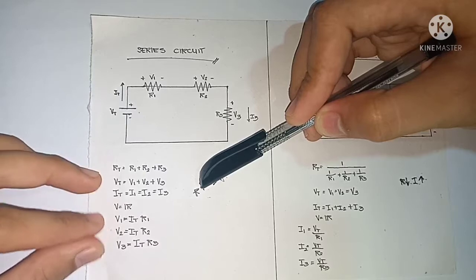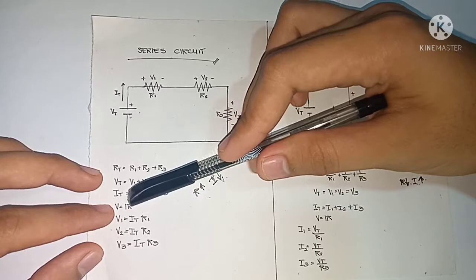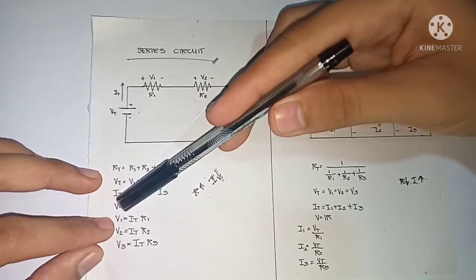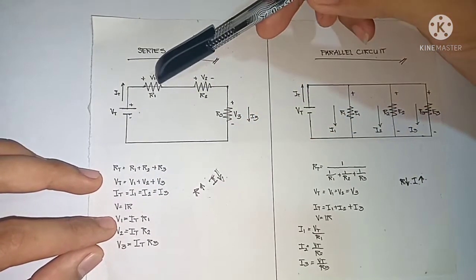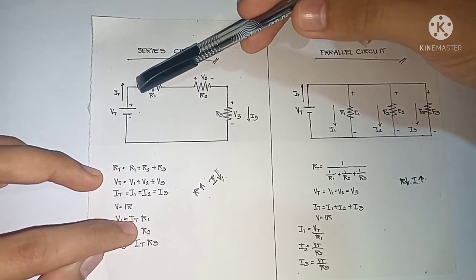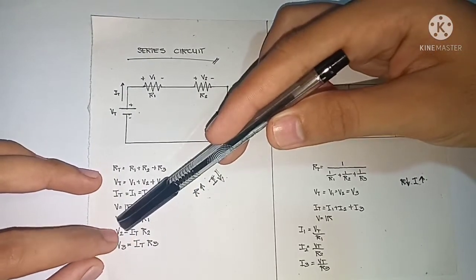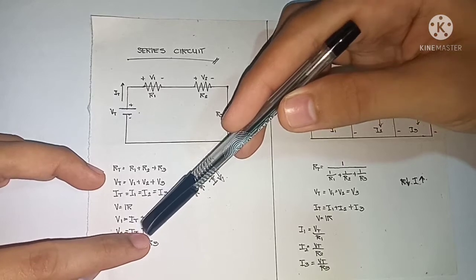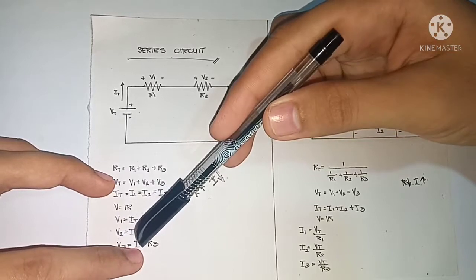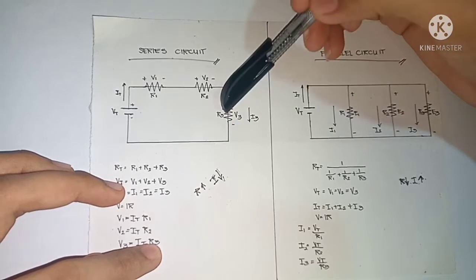Also, we can use Ohm's law in getting the voltage in each resistor. V1, which is voltage 1, is equal to current total times R1. V2 is equal to current total times the resistor 2. V3 is equal to current total times the third resistance.